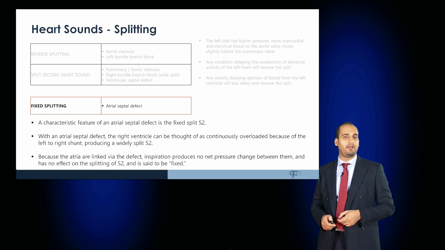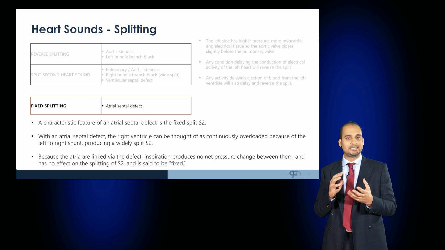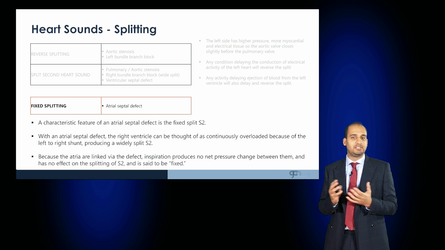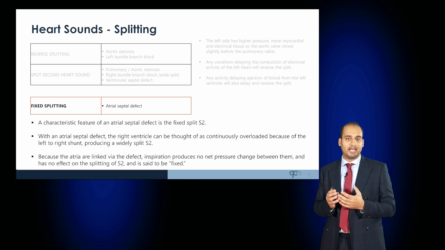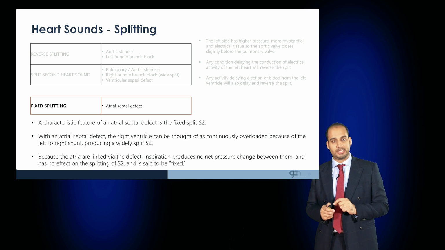Fixed splitting is characteristic of atrial septal defects, and that's because when you have a septal defect in the atria, inspiration produces no net pressure change, and as a result of that, S2 is fixed split.